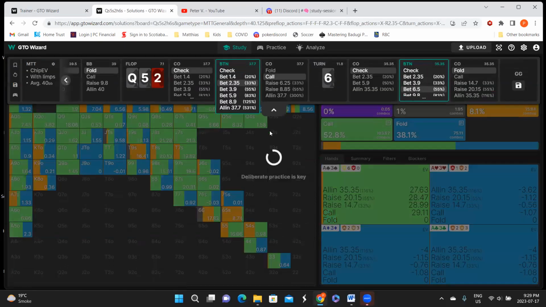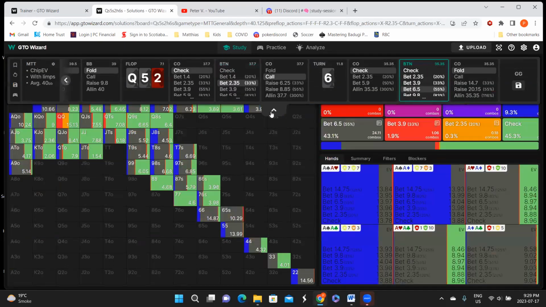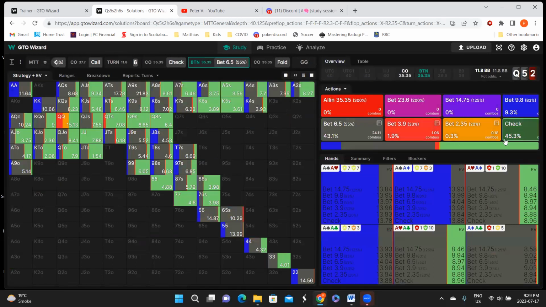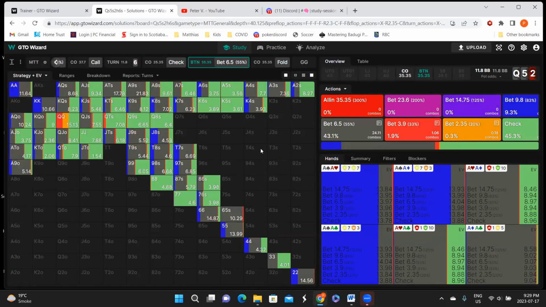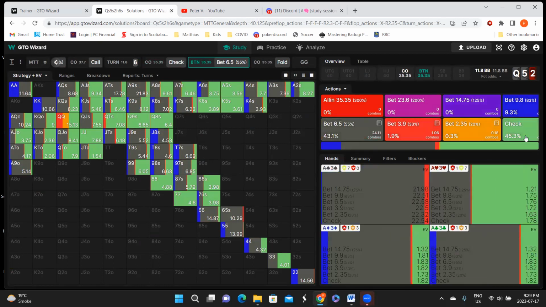That's a cutoff. Yep, so back to us here. 45 checks and it's half pot or three quarters. Mostly half. Okay. So it's just a polarized spot when the flush completes, right? Flush completes drives our check frequency up.